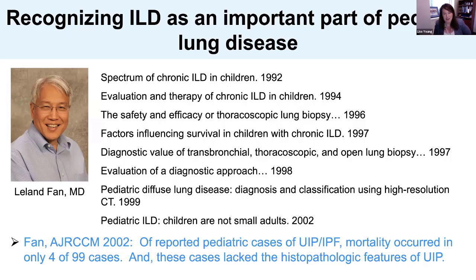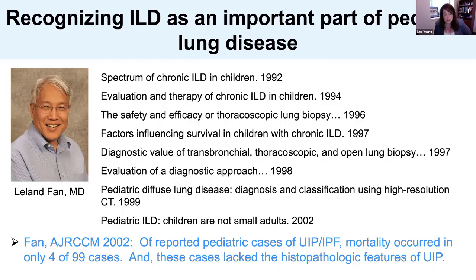this lecture. He wrote all the early chapters, and some of the papers that were shown here looked at evaluation and therapy and how to diagnose by biopsy, proposed different diagnostic algorithms. And then importantly, he really pushed us to think about the nomenclature, because he went back through the literature of all the pediatric cases that had been called usual interstitial pneumonia or idiopathic pulmonary fibrosis, this adult type of ILD.